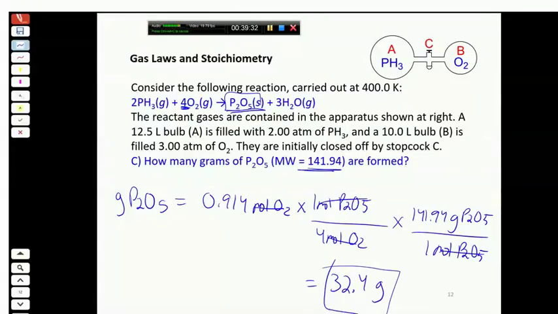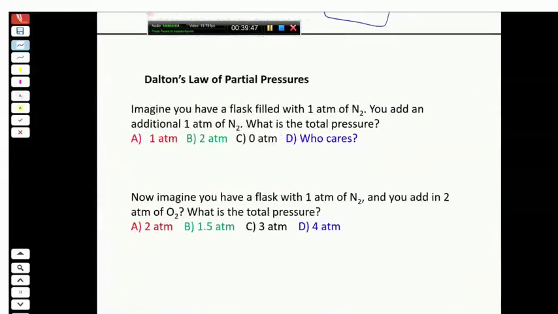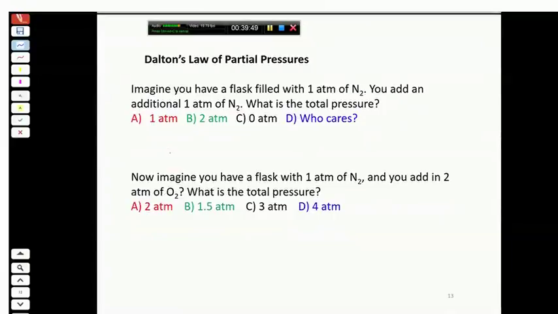So let's say we wanted to know what's the total pressure at the end of this reaction after we've mixed the gases together, after we've allowed them to react. And the way we would determine that is what we need to know is just the total number of moles of gas. And that's then referred to as Dalton's Law of partial pressures. So let's do a couple of thought questions on this before we introduce the topic in full.